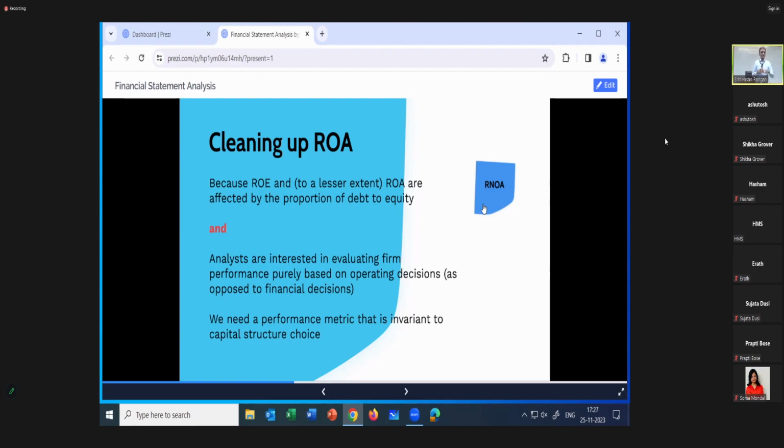So what it does is it adds an interest expense, which is the return to the liabilities, on the numerator side. Okay? So that is one thing that is different between ROA and RNOA. We have an interest expense addition in the numerator. I'll do this on the board also, just for clarity.